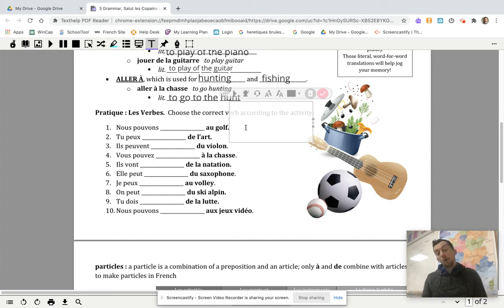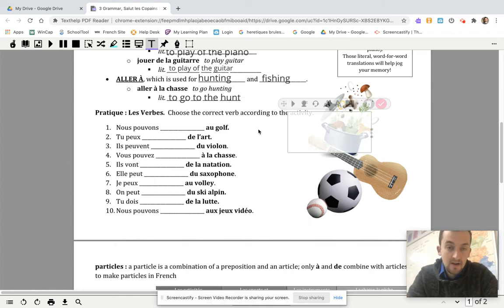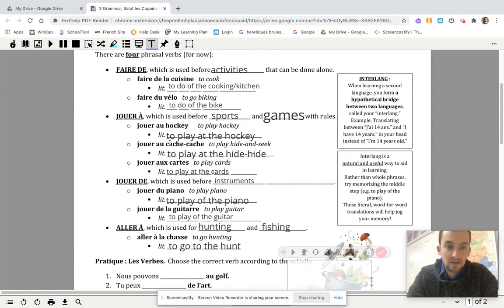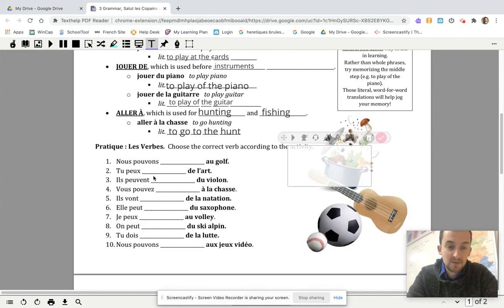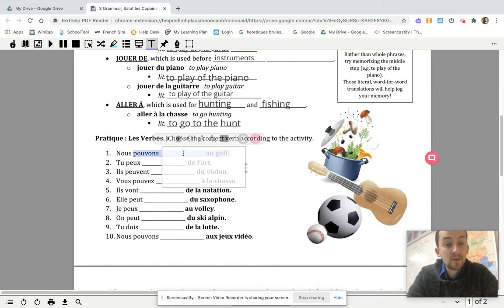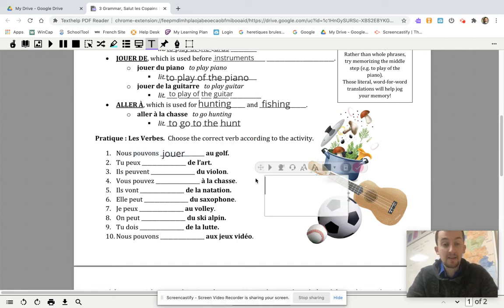So I see au golf. Well, golf is a game. D'accord? I could, if I were clever, also say, well, it's either going to be aller or jouer because those are both followed by à. But I know that golf is a game. D'accord? So I'm going to say, nous pouvons jouer au golf. We can play golf. D'accord?